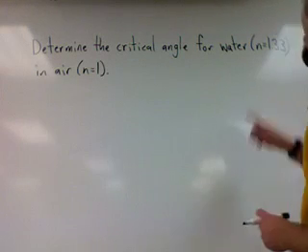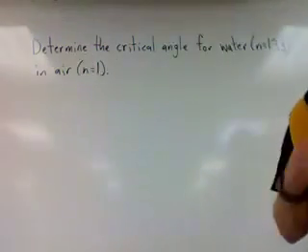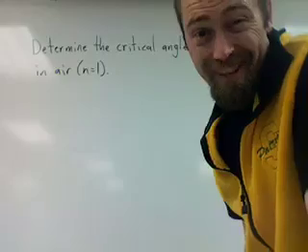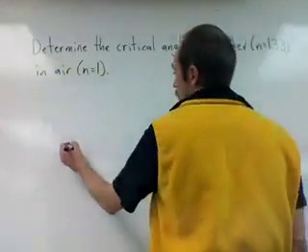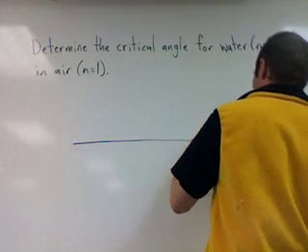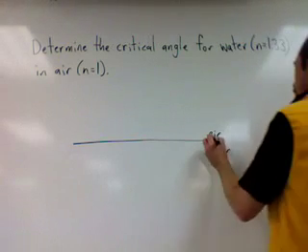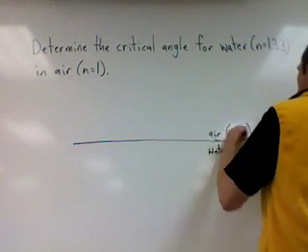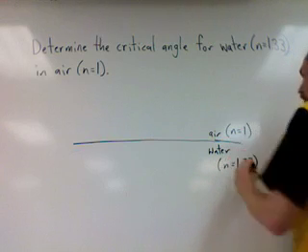All right, we're going to do a little problem here where we're going to determine the critical angle for water in air. I would recommend one thing that I always recommend, which is let's try to sketch a picture for this. If I have my surface, and on the top I'm going to say I have air, and below I have the water. N of air is 1. N of water is 1.33.